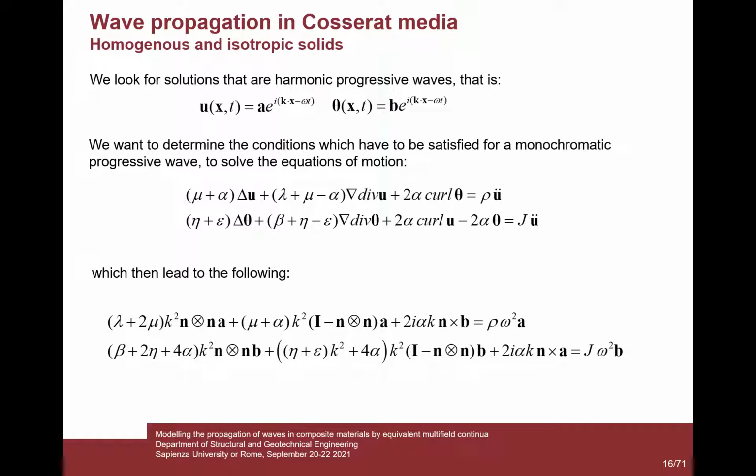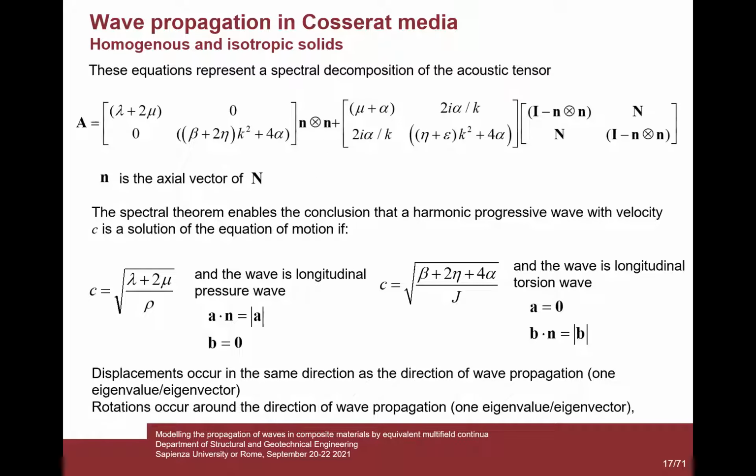And in general, we search for monochromatic waves, meaning that we assume the frequency is given for both the displacement and rotation components. And we want to determine the conditions which have to be satisfied for a monochromatic progressive wave to solve the equations of motion. The equations of motion are these ones. We substitute this solution in the equations of motion, and we come up with these equations of motion for monochromatic progressive waves. Just working a little bit on this equation, we can extract the acoustic tensor. The acoustic tensor has this form.